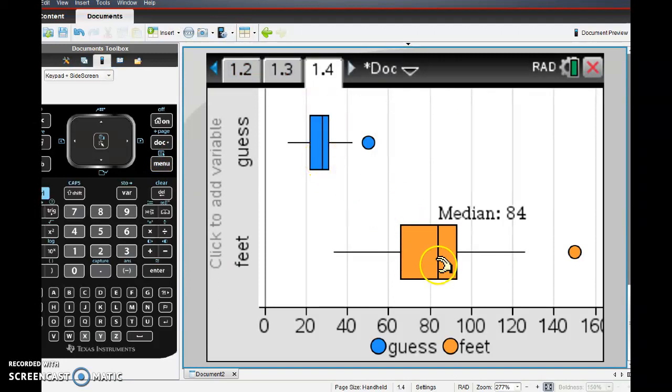I believe that's multiplying by a factor of 3. So the centers are multiplied by 3. The min multiplied by 3. The outlier multiplied by 3. So all the measures of position are multiplied by 3, like you might expect. But notice the spread is different.